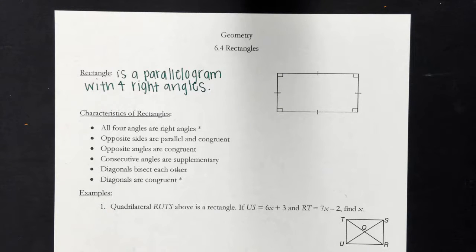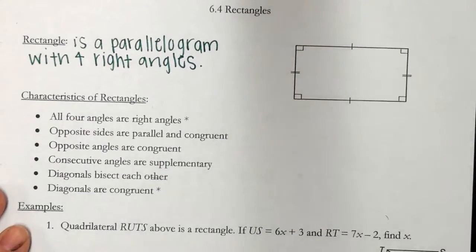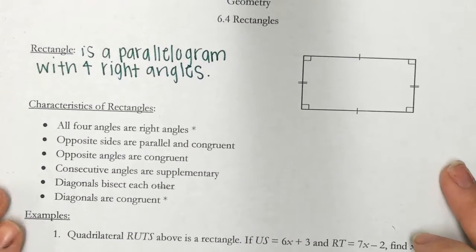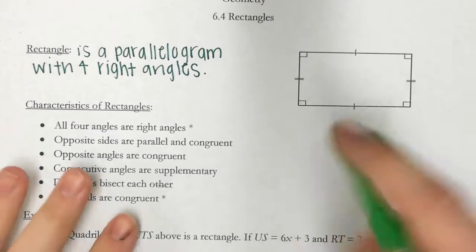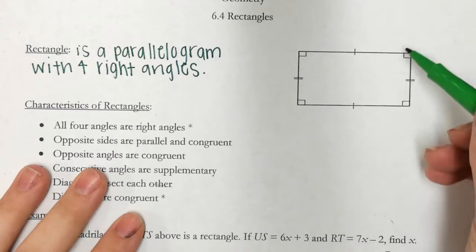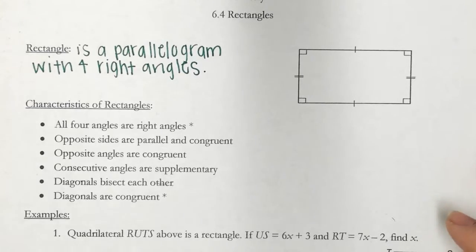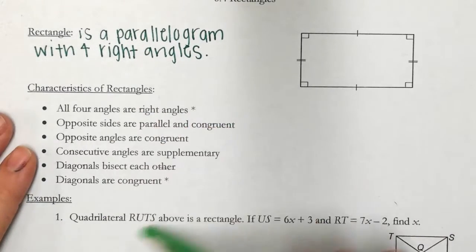Okay, so we're learning about rectangles today. A rectangle is a parallelogram. The only difference is that a rectangle has all four 90-degree angles. All four 90-degree angles. So here are all of the characteristics of a rectangle.